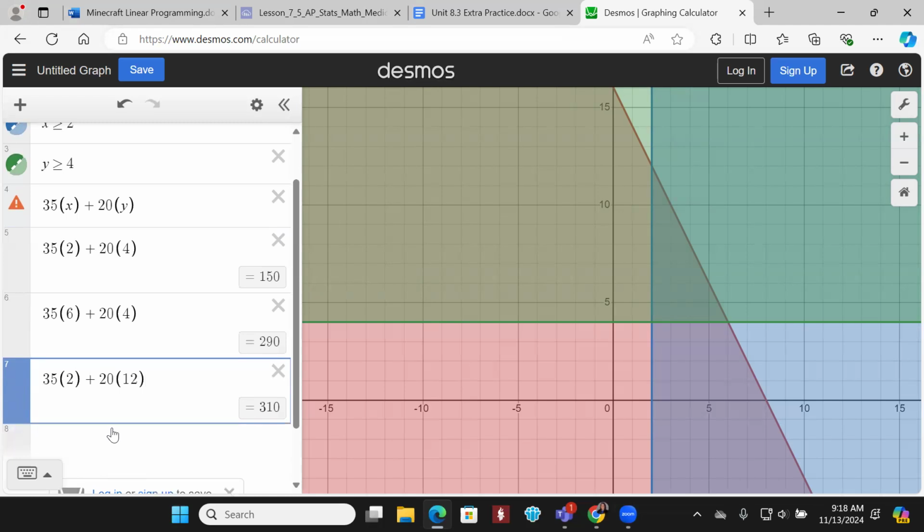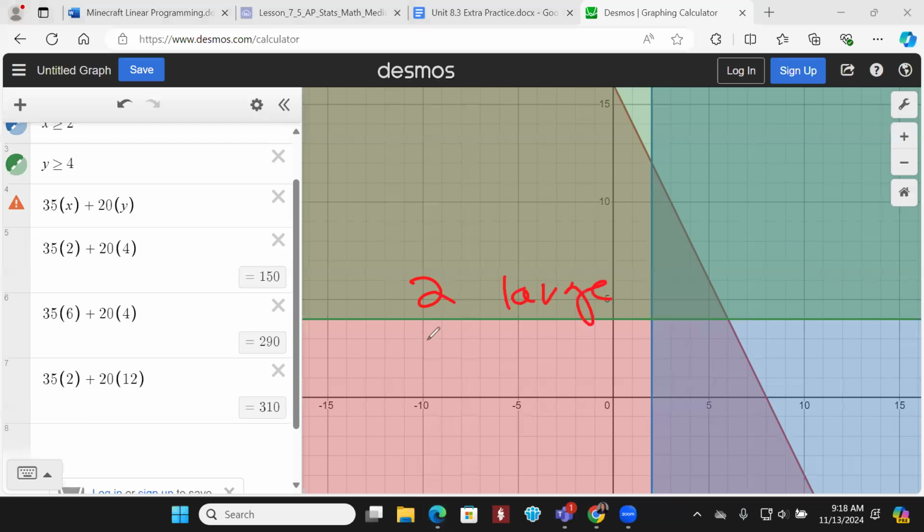All right, which one makes the most profit? 212. So 2 large and 12 small would make the most profit. 2 large and 12 small. Okay, try number 2.